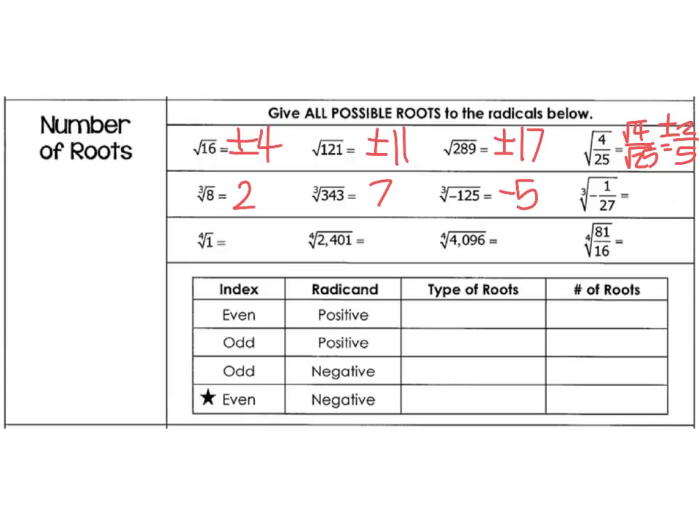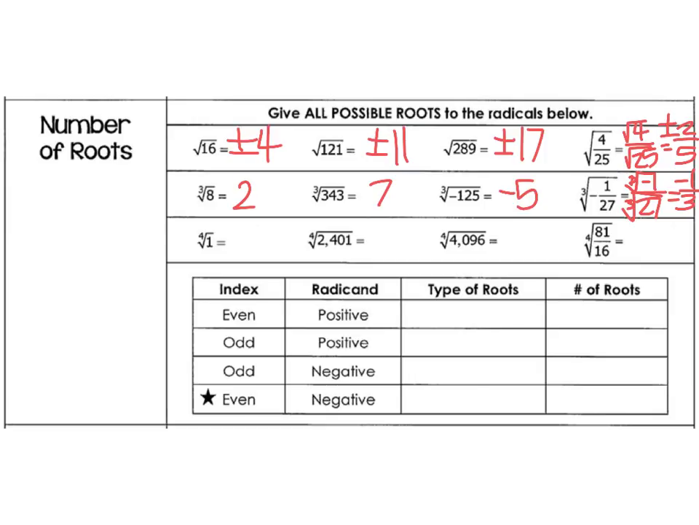Then, cube root of negative 1 over 27. Rewrite this as cube root of negative 1 over cube root of 27. That's going to give us negative 1/3, because the cube root of negative 1 is negative 1. Cube root of 27 is 3. You can use that chart to help you here.